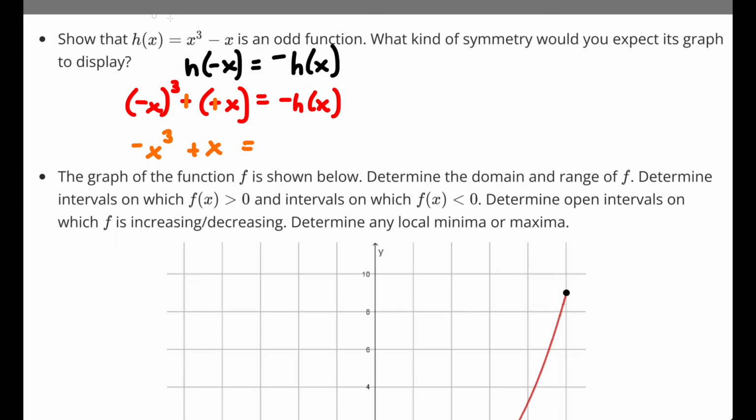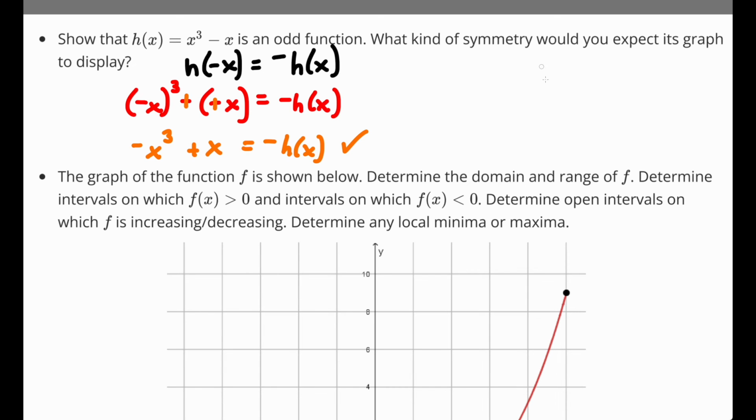And you will notice that it's exactly equal to what we started with, the h of x, only the sign's flipped. So this one has a positive x to the third, this one's negative. This one is minus x, this one is plus x. So because all of the signs switch, that actually does show that it's an odd function. So I'm going to put a little check mark here that basically showed it.